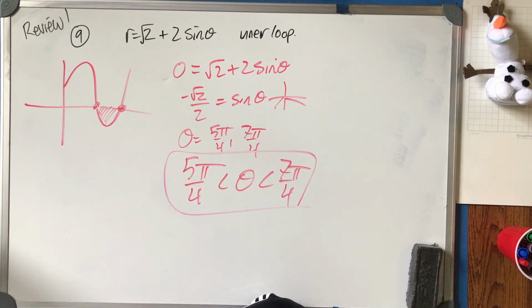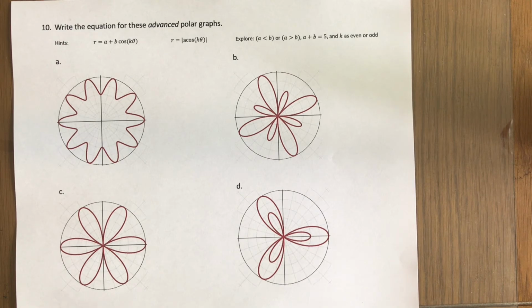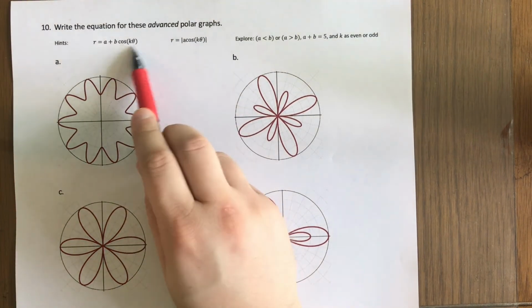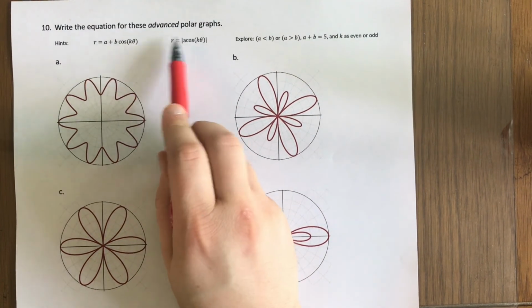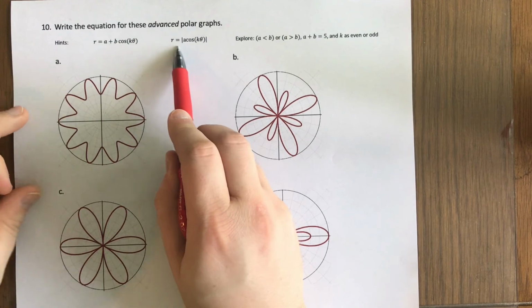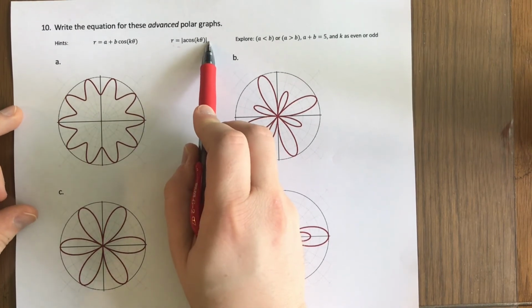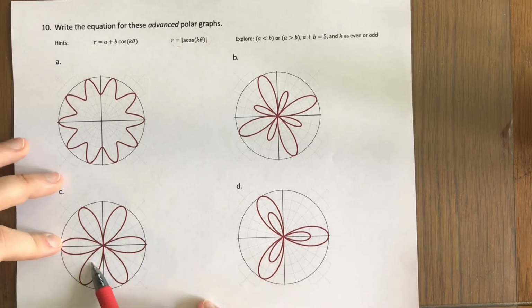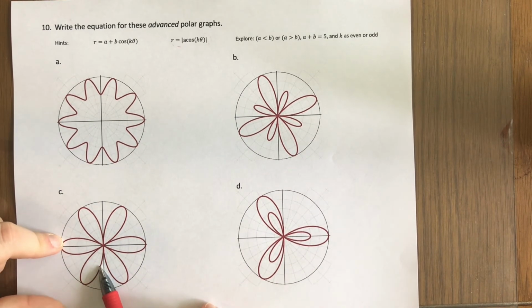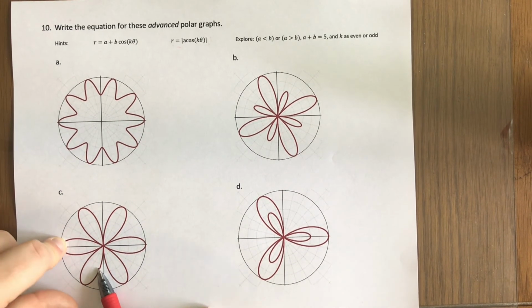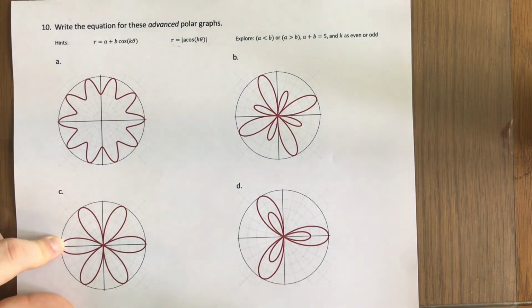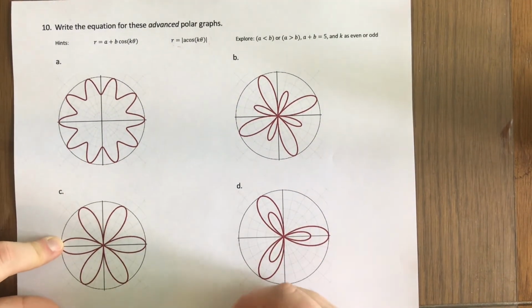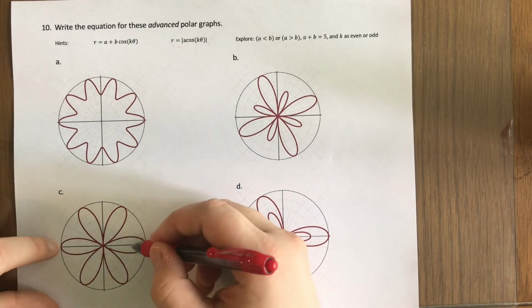Ta-da! Math. All right, for these advanced graphs, what we want to do is first figure out which one of the two equations it's going to be when we're looking at it. So the absolute value ones look like rose curves, which means they have to connect to 0, 0. So this one right here, I'm suspecting is going to be an absolute value one and not actually this other type.